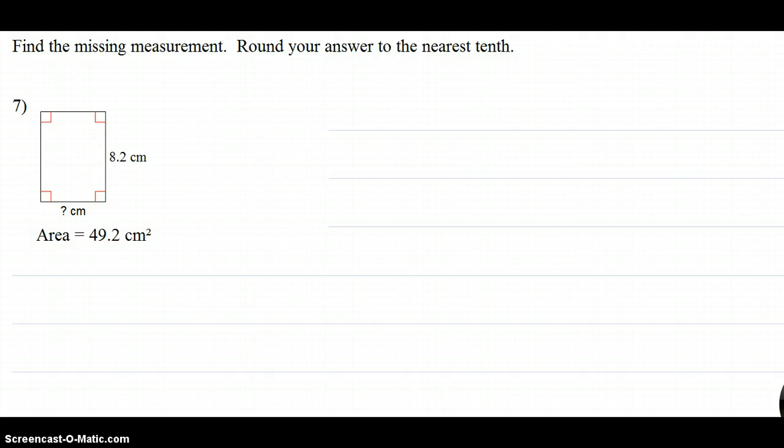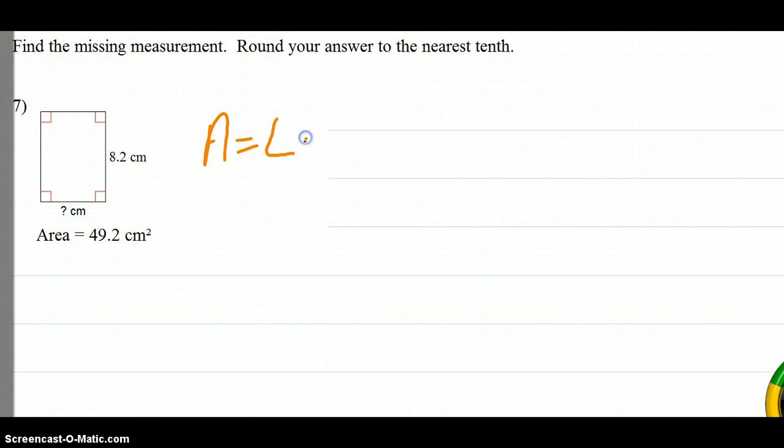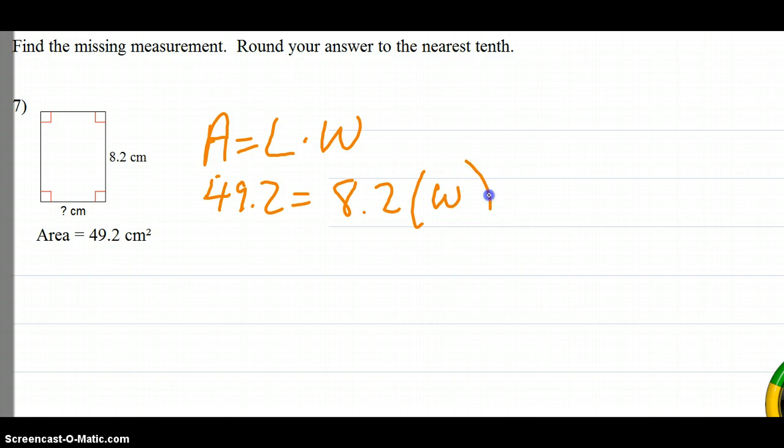Again, be a careful reader. In number 7, we have area given, and we have a rectangle. So area equals length times width. We're given the area, and we need to find the width, and the length is 8.2. So solving for w, we would just divide both sides by 8.2.